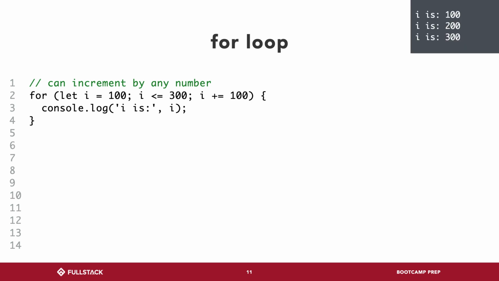Like I said, you can increment by any number. So I is now 100. We will do this until I is less than or equal to 300 is not true. And we will say I plus equals 100. 100, 200, 300. That simple. Right?